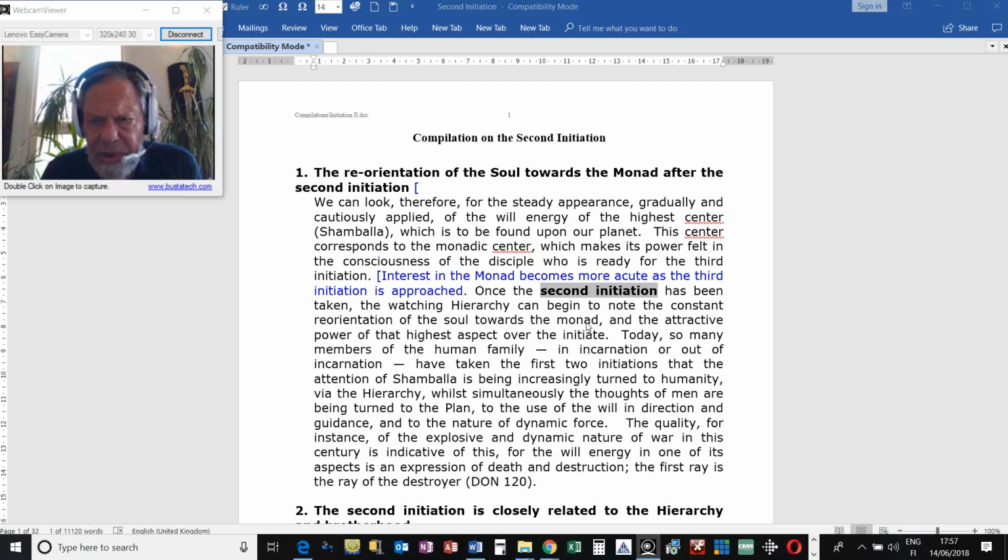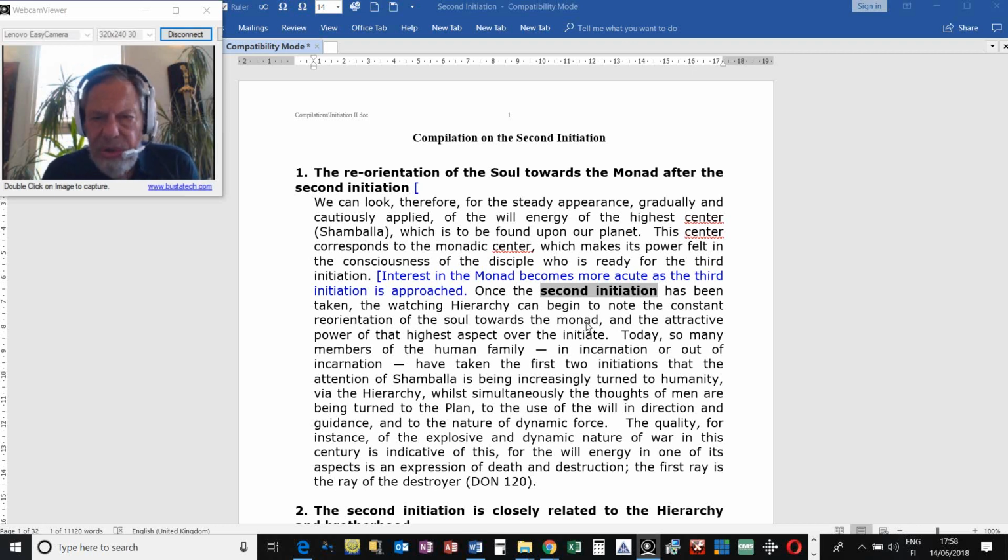Today, so many members of the human family, in incarnation or out of incarnation, have taken the first two initiations. And that's very encouraging, isn't it? The attention of Shambhala is being increasingly turned towards humanity, and humanity's attention toward Shambhala to a degree, via the hierarchy and also somewhat directly through the Shambhala impacts, whilst simultaneously the thoughts of men are being turned to the plan found on the atmic plane, reflecting what the monad knows of the divine plan, since the monad is an aspect of the centers of the planetary logos.